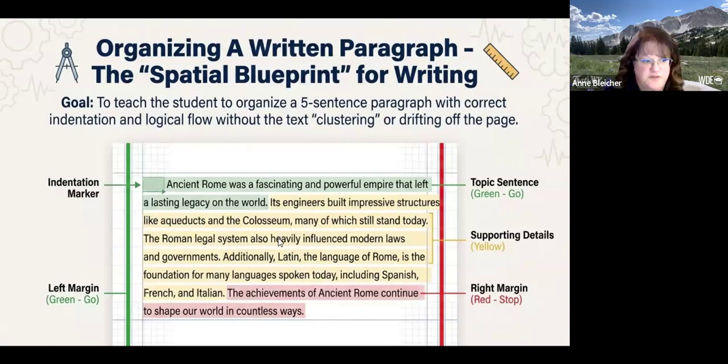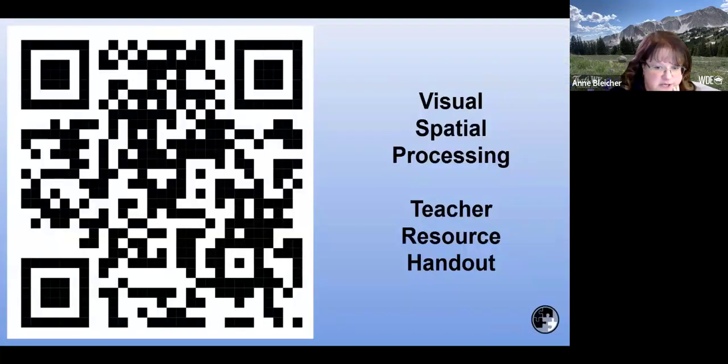You teach them how to identify what the supporting details are, and what their concluding sentence is going to be, where they stop. One of the things you can do when you're writing is to get all of that down, and then you've taught them this strategy, and that helps them organize their writing. As I said, there is in the resources a visual spatial processing handout that explains in depth each of those areas.